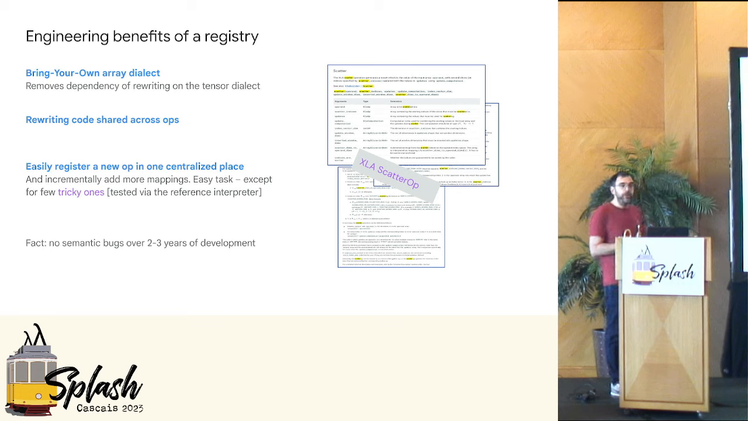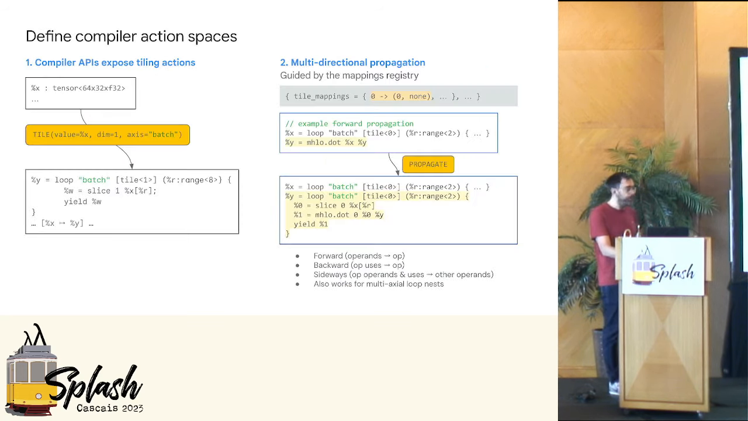For example, XLA scatter op is a really complicated operator, and initially, maybe we supported, I think, just batch parallelism. But then over time, we discovered some more interesting behaviors, and we started adding more and more mappings. So that was easy to do. And it is a fact that we have not seen semantic bugs over 2 or 3 years of development. I think mainly because of this separation. We never had per-op rewrite code. We just had this centralized rewrite code we just ran once. So the trusted code base was small.